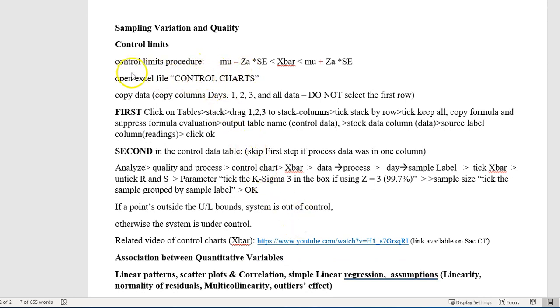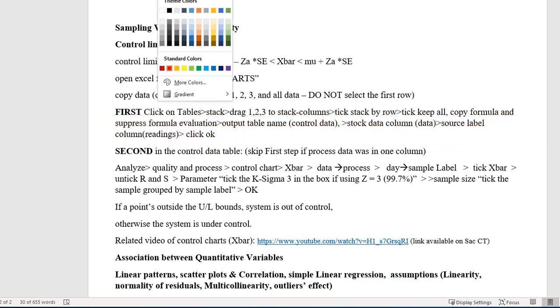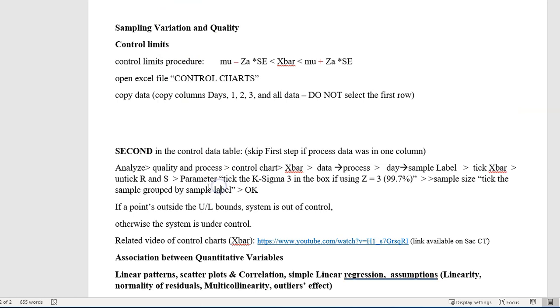Control limits, we just did it today. So XBAR is between the population mean plus Z times the standard deviation, and minus Z times the standard deviation. Since we did it today, ignore this part. Let me white it out so you don't see it. Okay, so we don't have that.